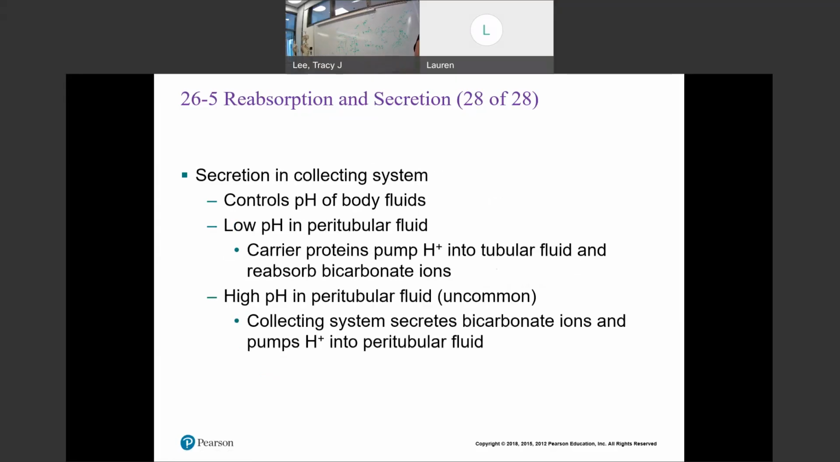All right. How do you guys feel about ADH, aldosterone? You guys okay with those? All right.